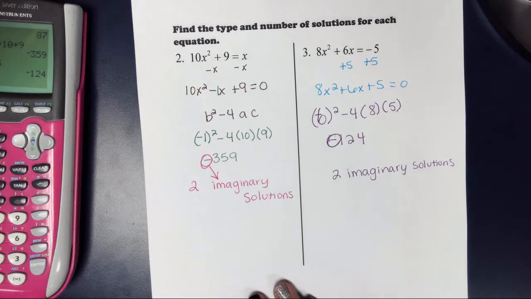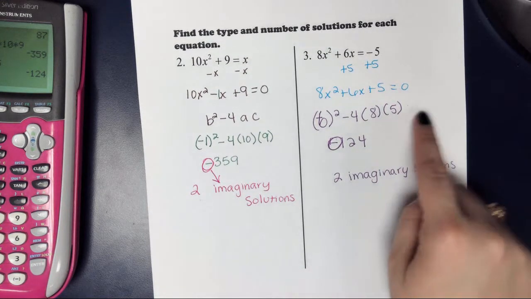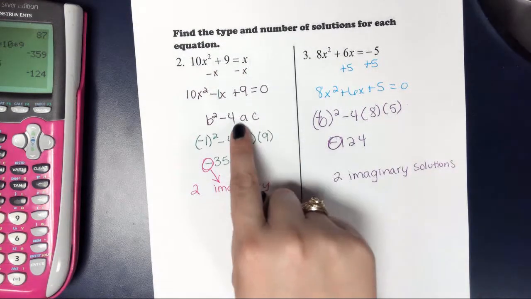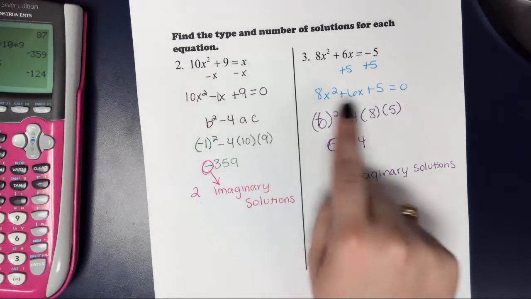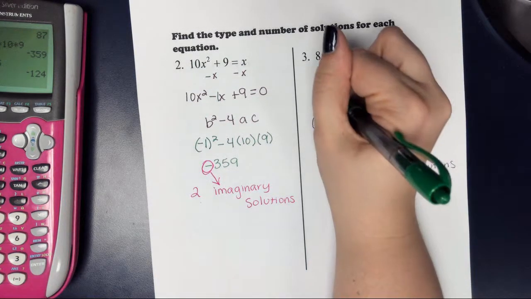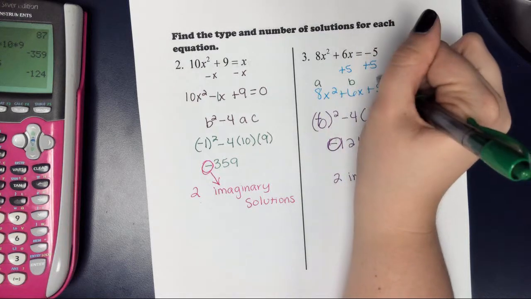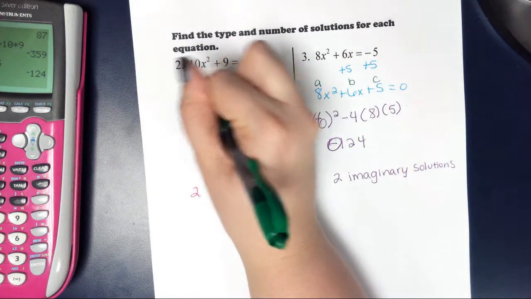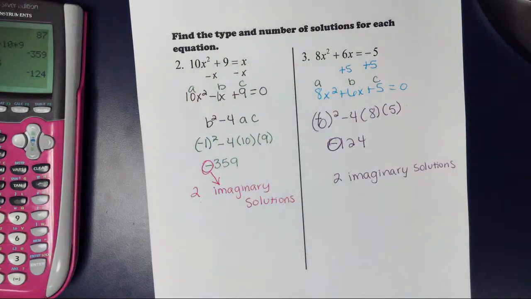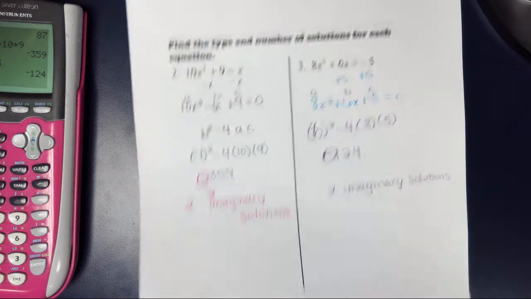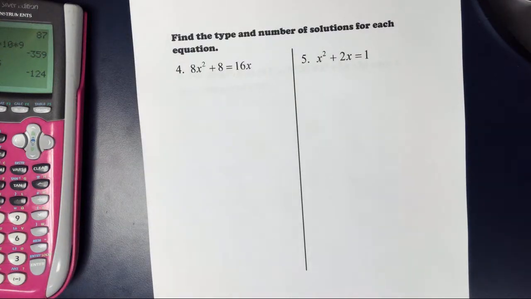Anytime you're trying to find the number and type of solutions, you're using that discriminant formula, which is b squared minus 4ac. Take each number. If you don't realize, this is going to be a, b, c, a, b, c. That's what we're doing for those. Go ahead and pause the video and try to do number 4 and 5 on your own. At least find the discriminant for me.